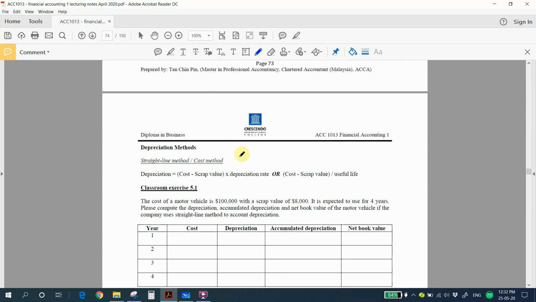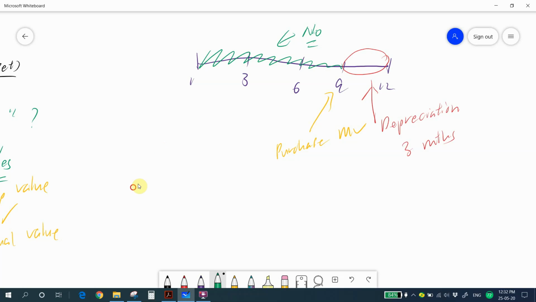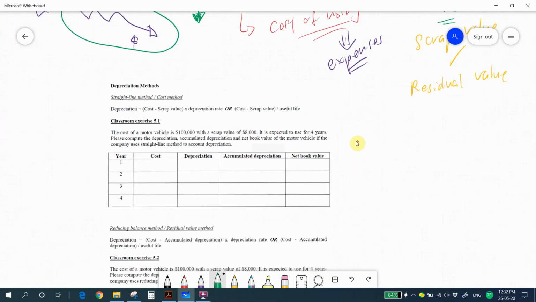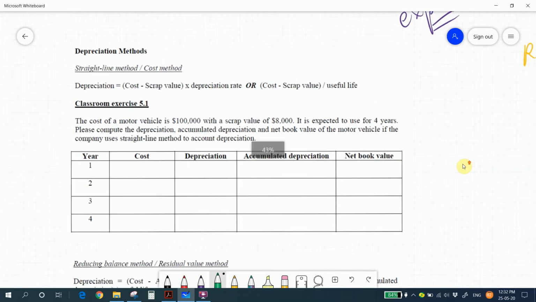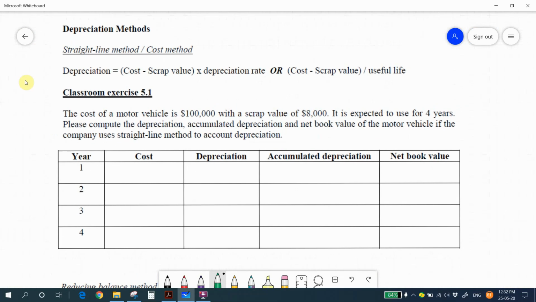So for depreciation, we have two methods to use. The first method is called the straight line method. The second method is called the reducing balance method. For the ease of calculation and presentation, I will use the whiteboard to show my answer. This will be exactly the same as your textbook, so don't worry. Alright, so let's look at classroom exercise 5.1.